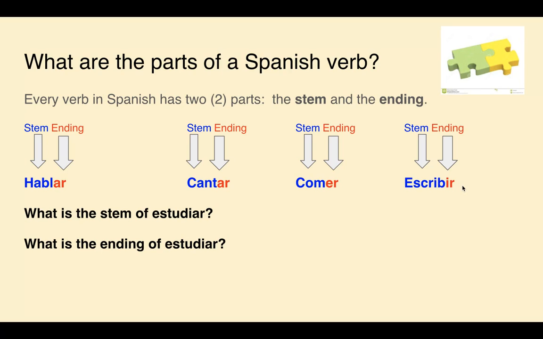So, what is the stem of estudiar? Hopefully you said estudi. Be careful on this one. Oftentimes students will forget to include the I with the stem. Remember, you are only taking off the infinitive ending, which is the AR. Everything else before that is the stem.